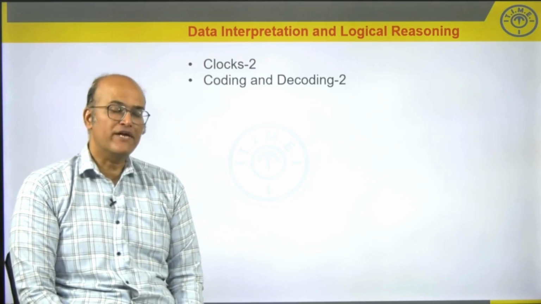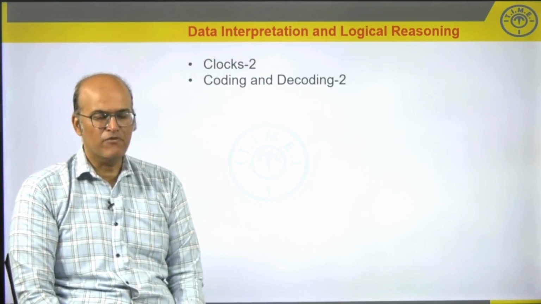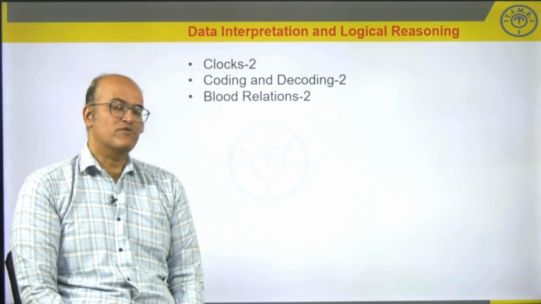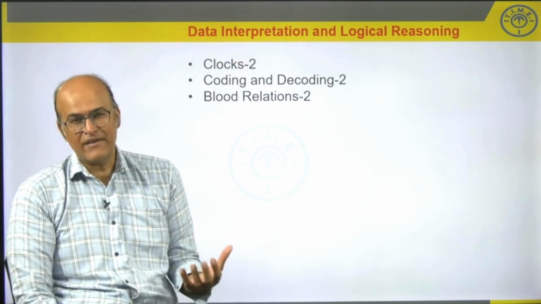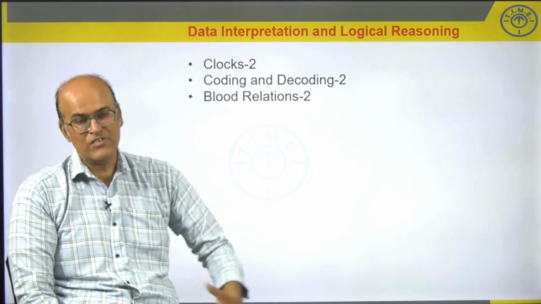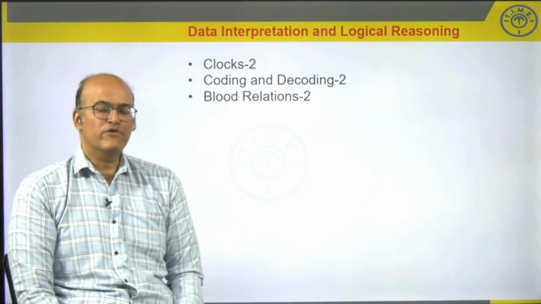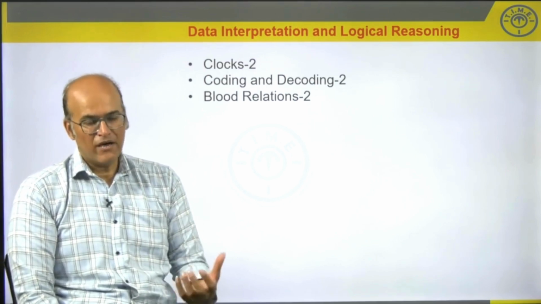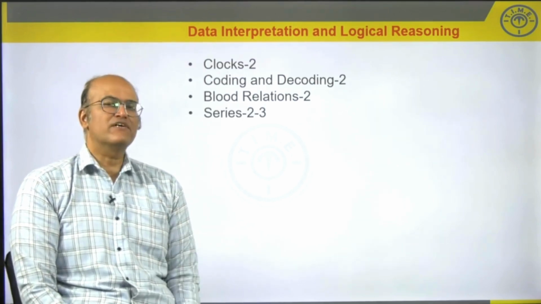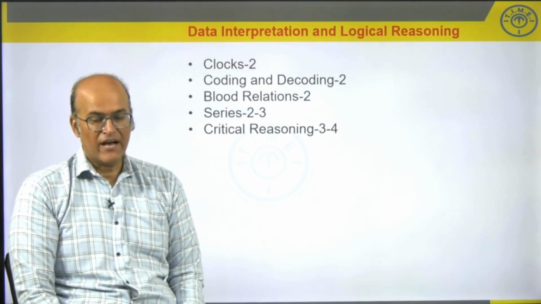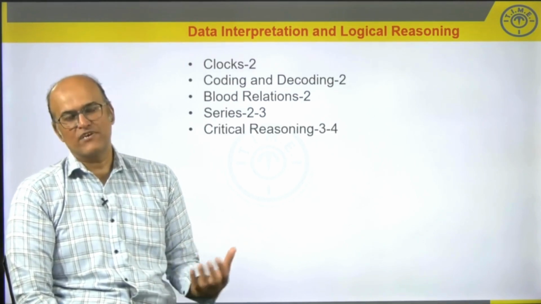There were a couple of coding and decoding questions which were pretty much straightforward. Blood relations questions were also there. People who had conceptual clarity, especially with regard to various blood relations and how to go about drawing a diagram, would have found this particular set pretty much doable. Series, there were 2 to 3 questions. Critical reasoning questions were there, 3 to 4 of them.